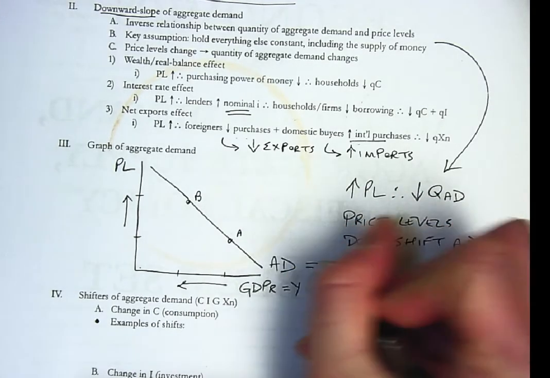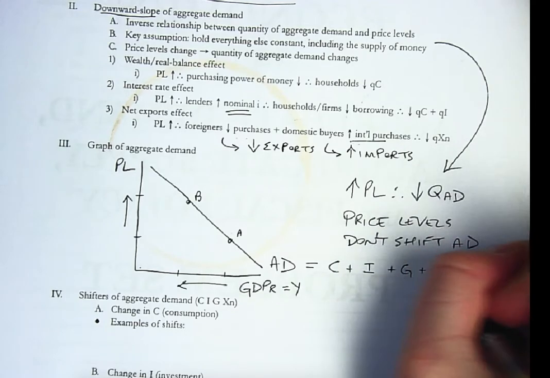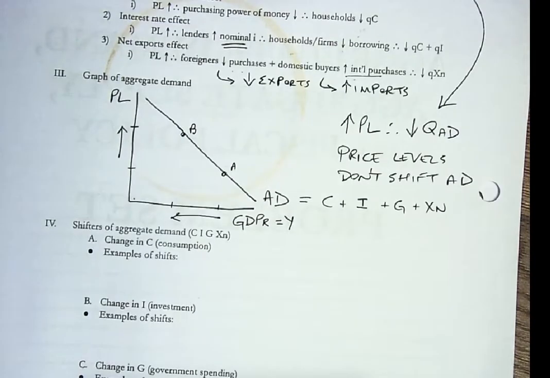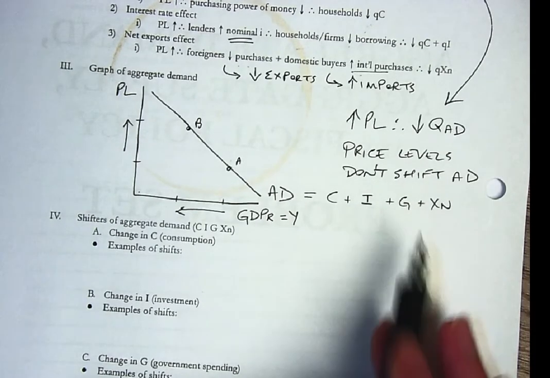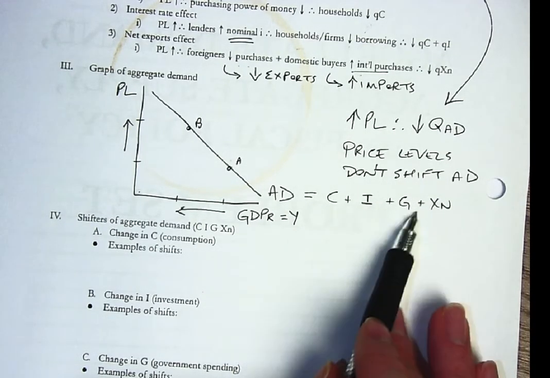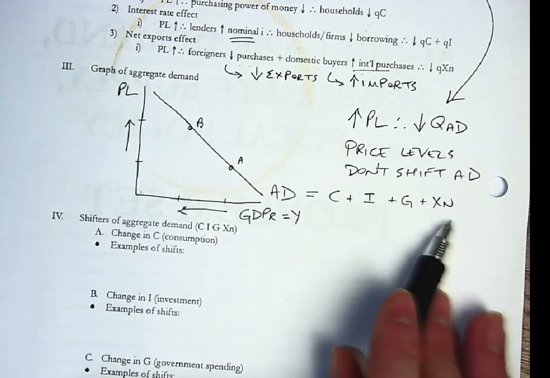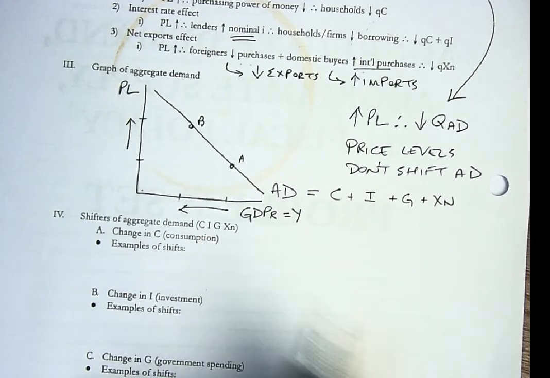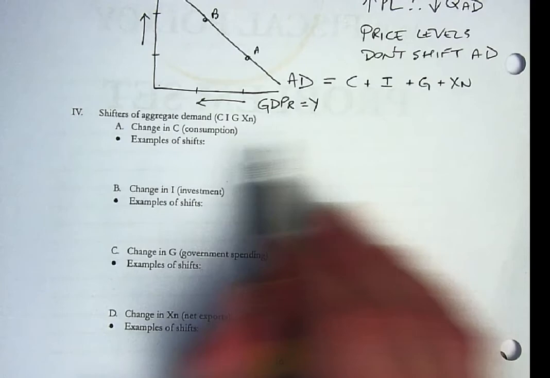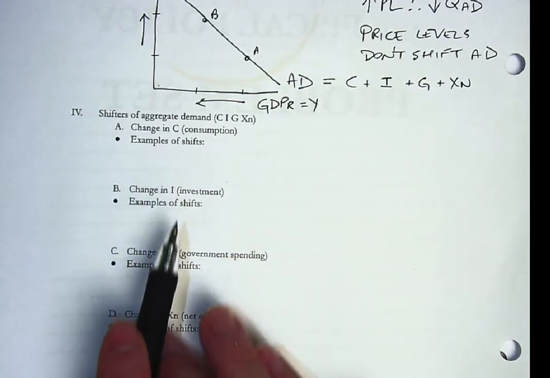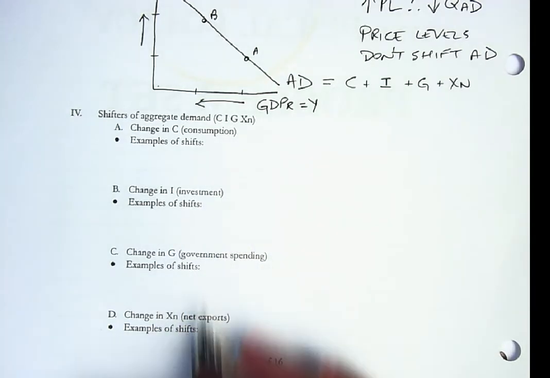Now, aggregate demand is made up of four components: C plus I plus G plus XN. So last unit, when we learned how to calculate the spending approach to GDP, that was super helpful because this is the same components for aggregate demand. If we add together all of the spending in the economy, that's the idea of aggregate demand. So the shifters of aggregate demand are when these four things change, right? When changes in consumption, investment, government spending, and net exports happen. Now there's a few things that can cause these things to change.